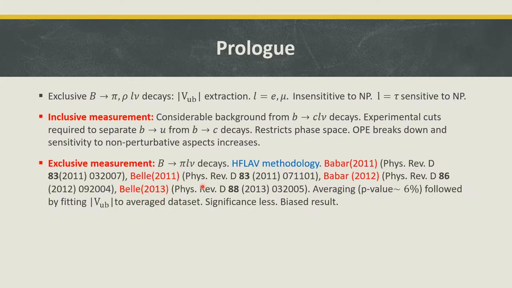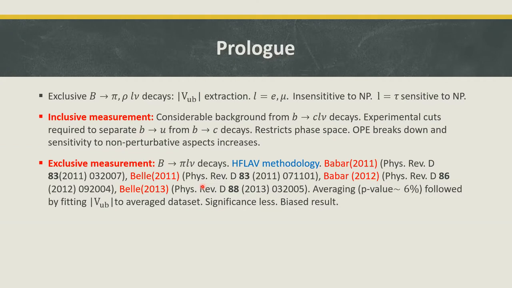The exclusive measurement of VUB at that point of time was primarily due to HFLAV, who used the most recent data on binned B2 pi L nu branching ratios. Here by L, we only mean the lighter leptons, due to Babar and Belle, starting from 2011 to 2013. The problem here was that HFLAV actually cooked up an average binned data set from all these different experimental data sets. And they extracted their VUB after fitting to that averaged binned data set.